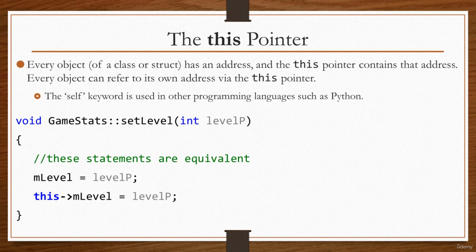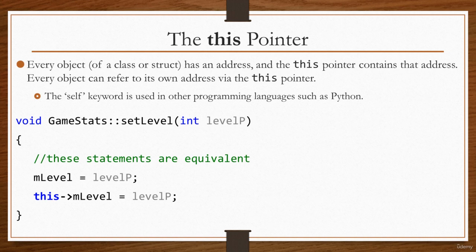Okay, I have an example of a function, void GameStats. So the class is GameStats and then the function is setLevel. It has an integer parameter, level p, and then these two statements are equivalent. mLevel, so some member in the class, you set that equal to level p, or you can do this and then do the arrow operator, mLevel is equal to level p. Those two things are the same.